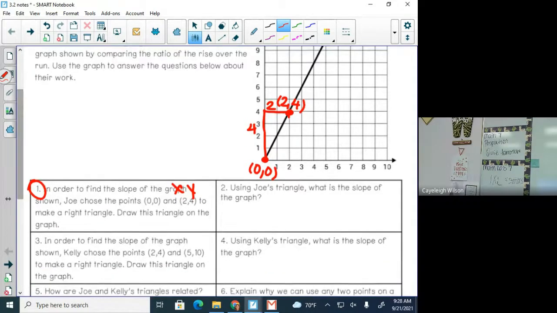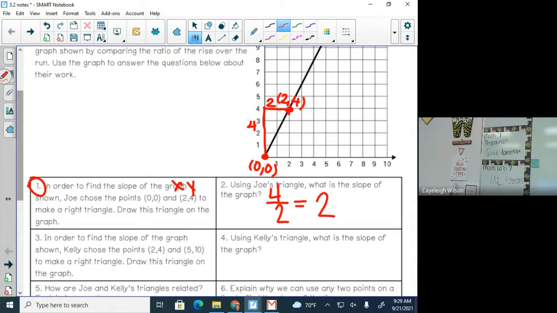Okay, so it says using Joe's triangle, what is the slope of the graph? Well, we started finding the slope when we drew the right triangle because slope is rise over run. So how much did I rise? 4, because I went up 4. And how much did I run? 2. Now, would this be a positive or a negative slope based off the line? Positive, because it's going up from left to right. Can 4 over 2 reduce? Yes. So 2 over 1, which is 2. So using Joe's triangle, the slope is 2.